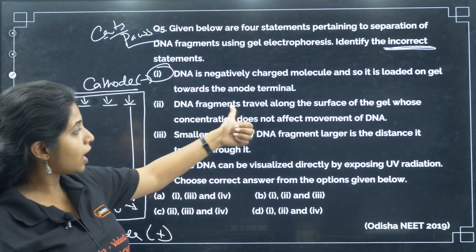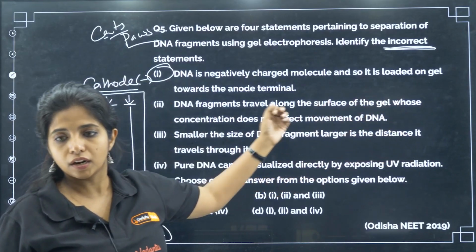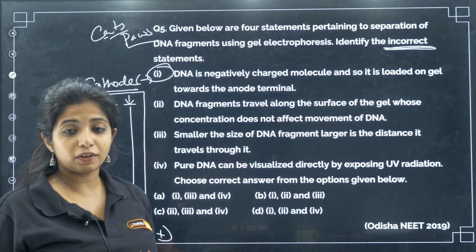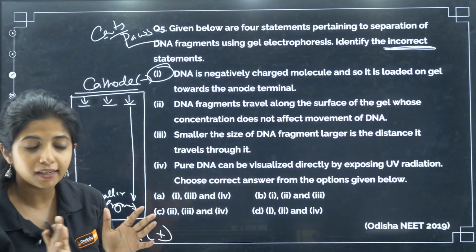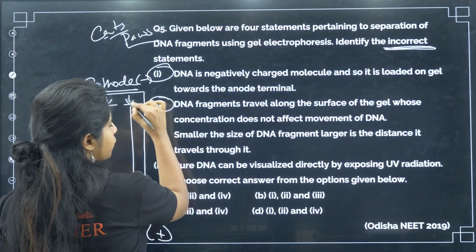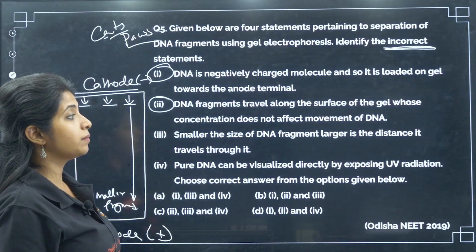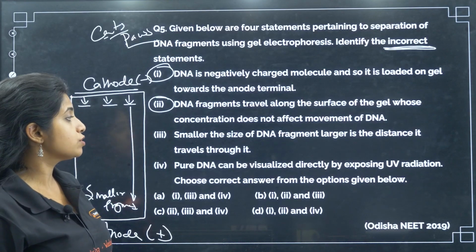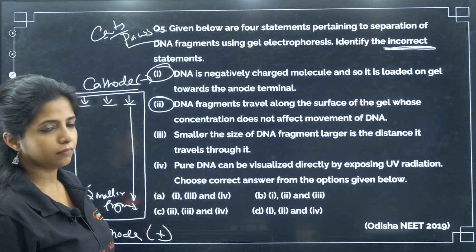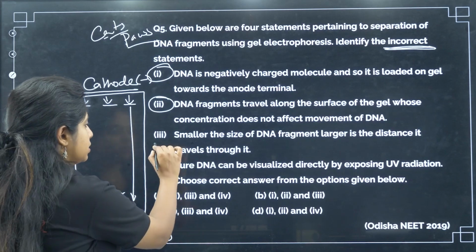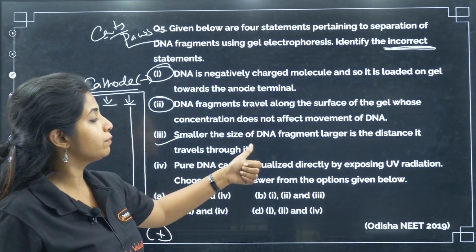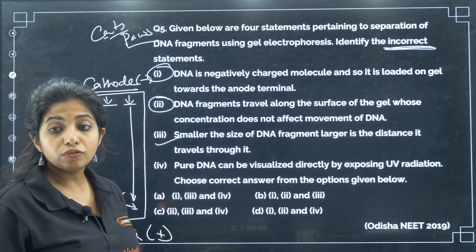Now, DNA fragments travel along the surface of the gel whose concentration does not affect the movement of the DNA. It cannot travel through the surface of the gel. Wrong. Now, smaller the size of the DNA fragments, larger is the distance it travels through it. Yes, it is correct.